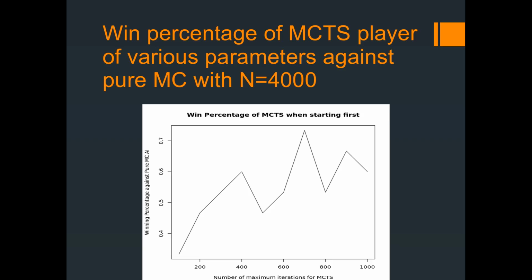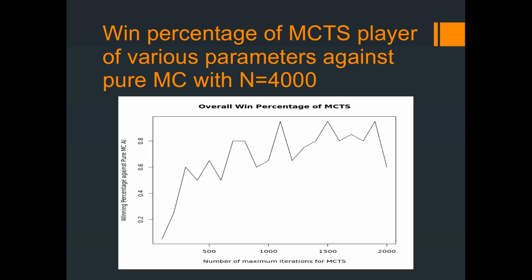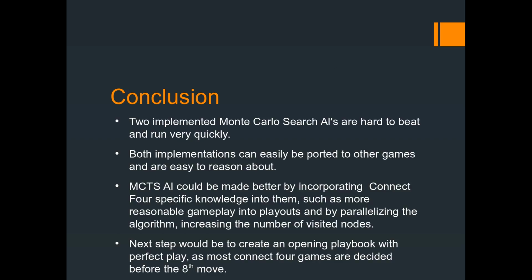This is the win percentage of Monte Carlo Tree Search against a pure Monte Carlo with n equals 4,000. We can see that as we increase the number of iterations, our Monte Carlo Tree Search player becomes very good, winning around 60 to 70% of the time when starting first. And overall win percentage is around 70 to 80% against the other AI, which is very good.